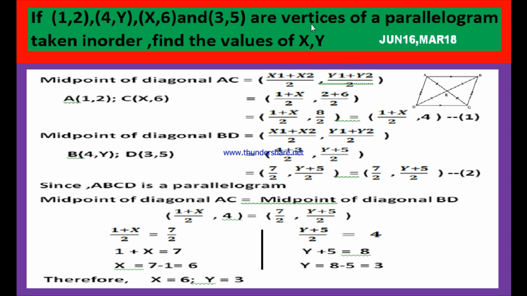Now it is given that these are the vertices of a parallelogram. Since ABCD is a parallelogram, the diagonals should bisect each other.